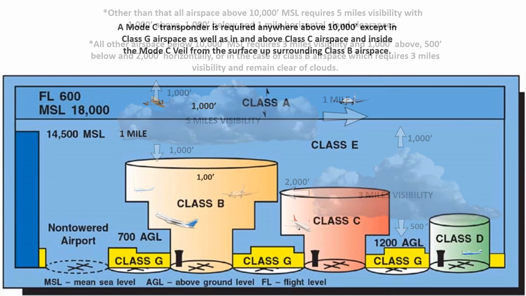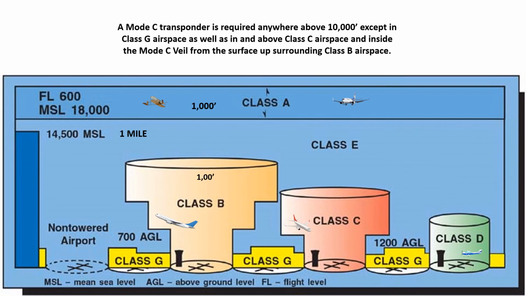Remember, a Mode C transponder is required anywhere above 10,000 feet except in Class G airspace. It will also be required in and above Class C airspace and inside the Mode C veil from the surface up surrounding the Class B airspace.